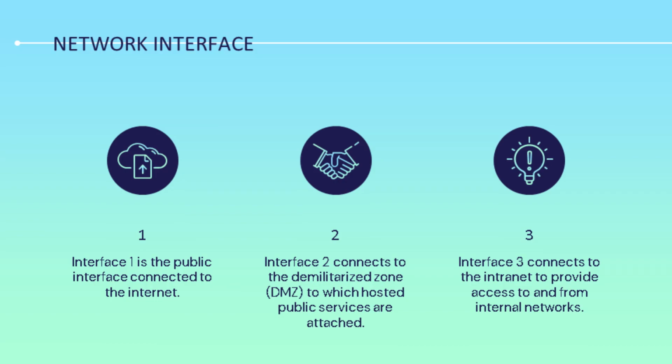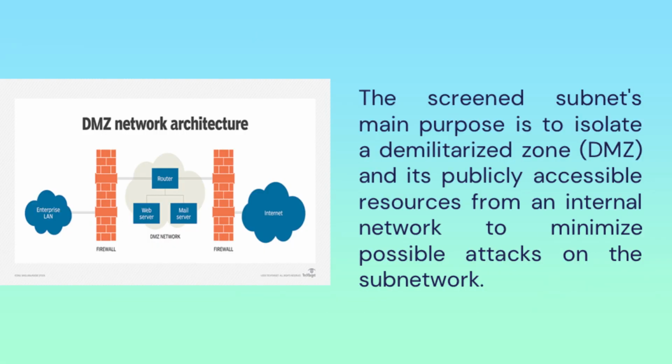First interface is the public interface connected to the internet. Second interface connects to the demilitarized zone or DMZ to which hosted public services are attached. Third interface connects to the intranet to provide access to and from internal networks. The screen subnet's main purpose is to isolate a demilitarized zone or DMZ and its publicly accessible resources from an internal network to minimize possible attacks on the subnetwork.